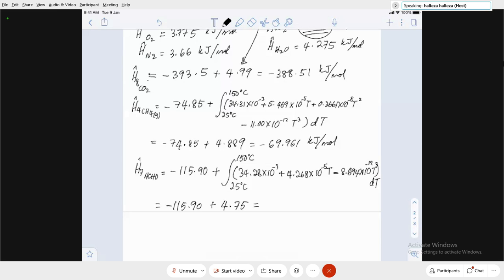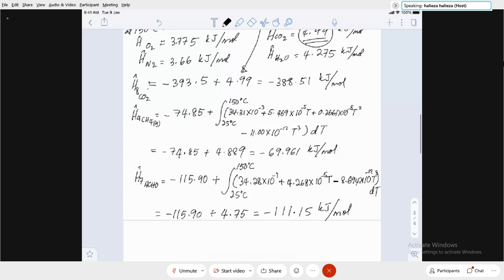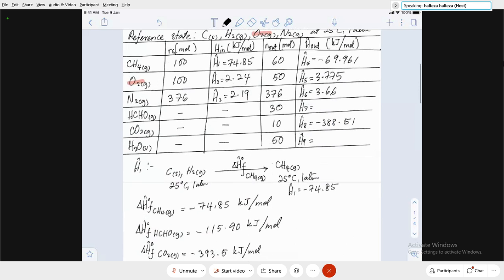So now sum it up. Negative 150.9 plus 4.75. You end up with negative 111.15. That's the joules per mole. So that is your value for H7. Write that down. Negative 111.15.